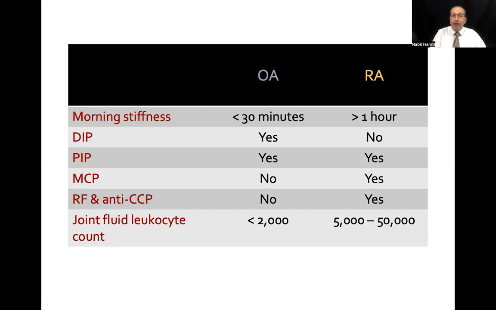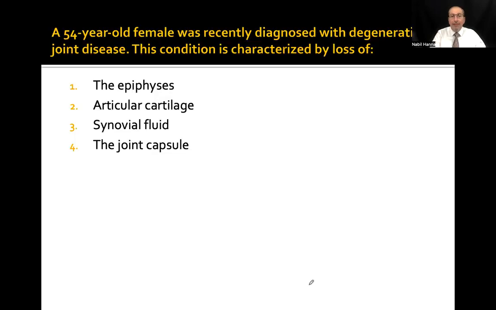So this table illustrates some points of comparison between OA and RA. The most significant symptom in RA is the prolonged morning stiffness, and the most characteristic symptom in OA is the involvement of the distal interphalangeal joint, which is usually spared in rheumatoid arthritis. Of course, when you take a sample of the joint fluid, it has a minimal number of leukocytes in OA, and a significantly high number of leukocytes in rheumatoid arthritis. And this concludes the discussion of arthritis and joint disorders.